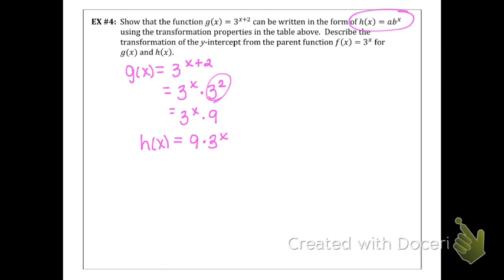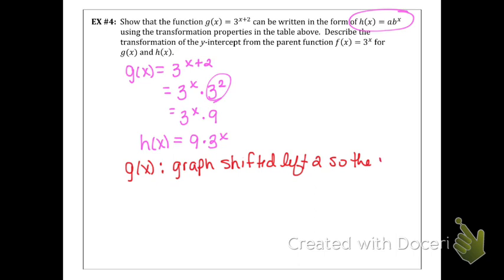Alright, then it says also to describe the transformations of the y-intercept from the parent function f of x equals 3 to the x for g of x and h of x. Alright, well, on g of x, our graph shifted to the left 2. So the y-intercept, which was 0, 1, is now negative 2, 1.